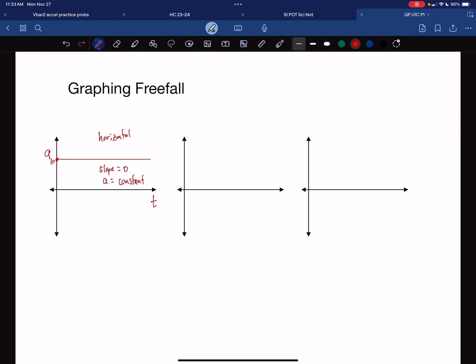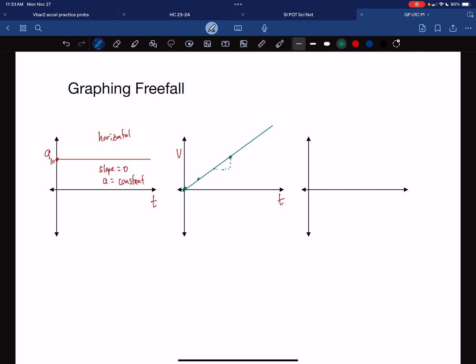Now, what about the velocity? Well, the velocity, when Blake dropped it, started out at 0. We saw that in the first second, it changed by 10. In the next second, it changed by 10. So in 1 second, it changed by 10. Every second, it was changing by the same amount, or a constant rate.